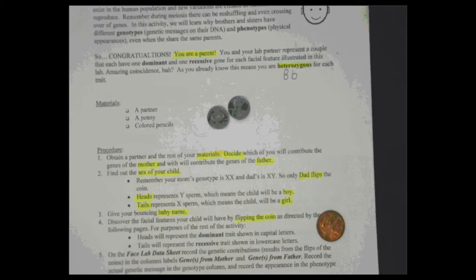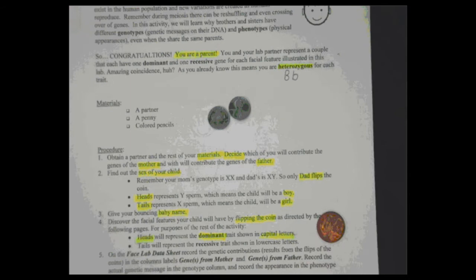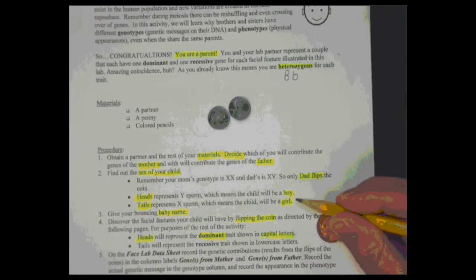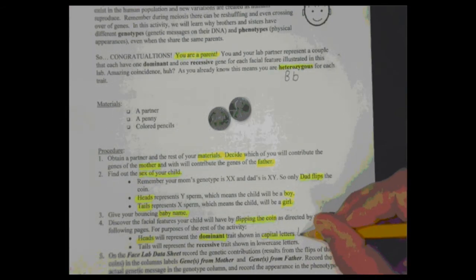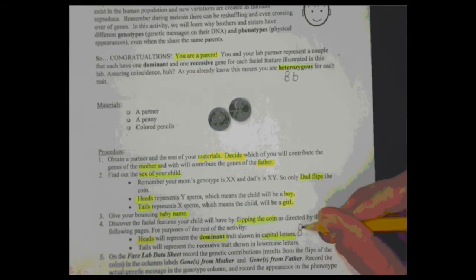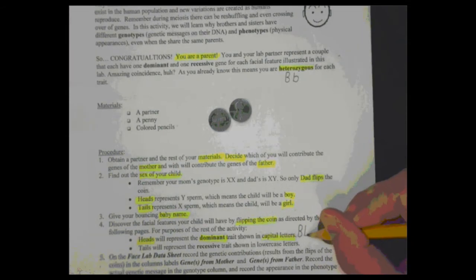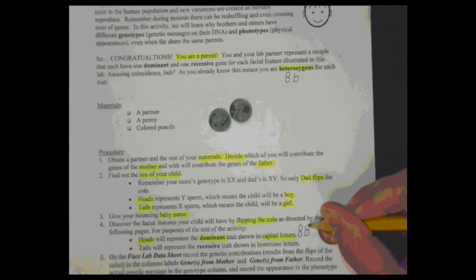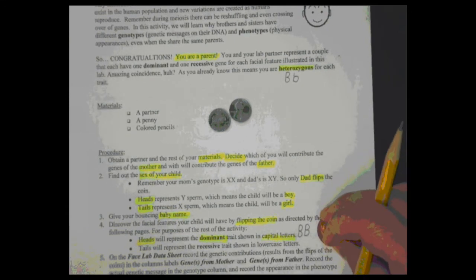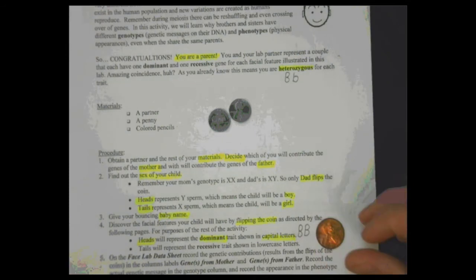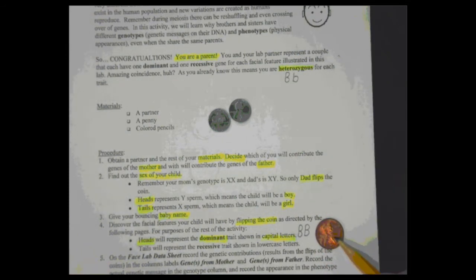As we begin to look at our sheets to determine what trait your child will have, heads, when you flip the coin, will represent the dominant trait. Now that is shown as capital letters. Now remember, your traits are heterogeneous, so you'll have a capital and a lowercase. When you flip the coin, for the father for example, if you flip a heads on the coin, then you will give that dominant trait, that capital B, to your child.